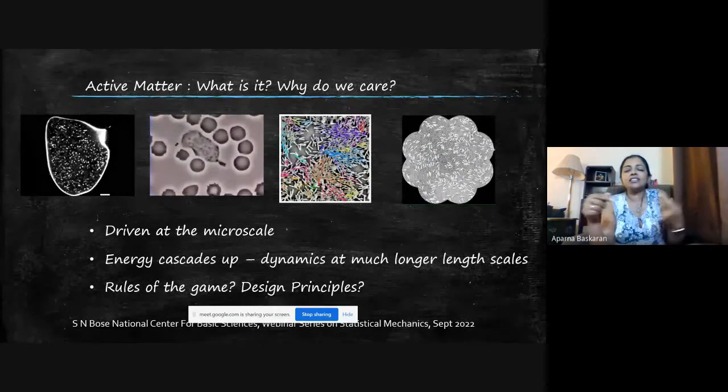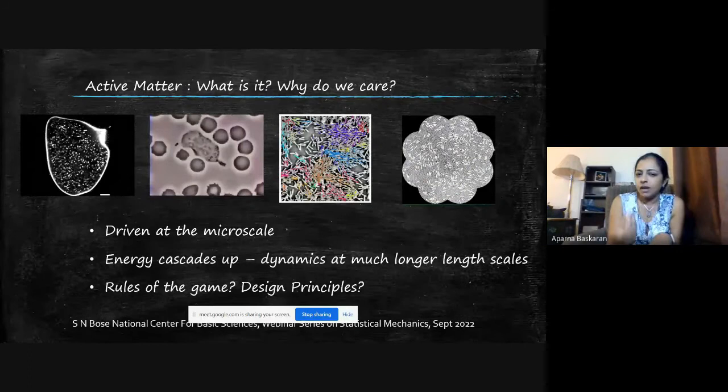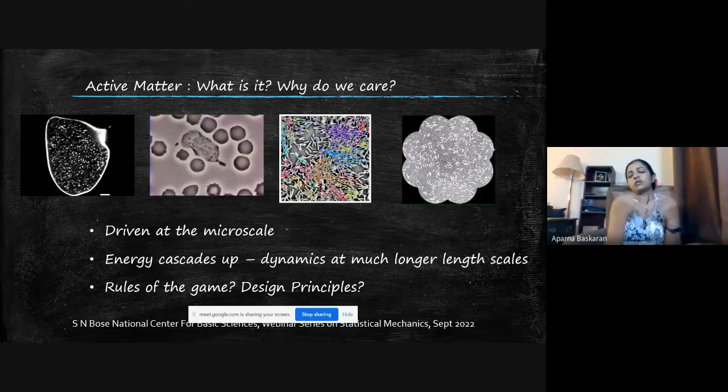But for the systems that I was trying to describe on the previous slide, what's happening is that I'm driving it at the micro scale. As I mentioned, each molecule is an engine. So each molecule has a hot bath and a cold bath coupled to it, and it's doing work. So I'm driving it at the micro scale, and the energy cascades up rather than cascading down. And therefore, the math that we know how to do is not going to be super useful. So we have to invent more math and identify the rules of the game and design principles associated with this inverse energy cascade.